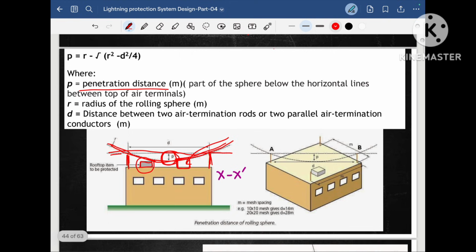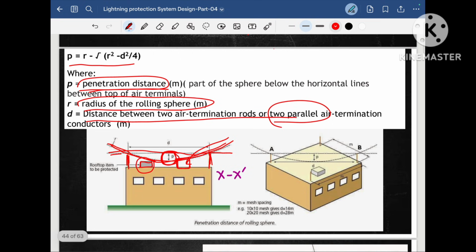So in order to calculate this penetration distance, there is a formula given by IEC. P is equal to R minus root of (R square minus D square divided by 4), where P is the penetration distance, R is the radius of the rolling sphere, and D is the distance between the two air terminals, or two parallel air terminals, which is very important.